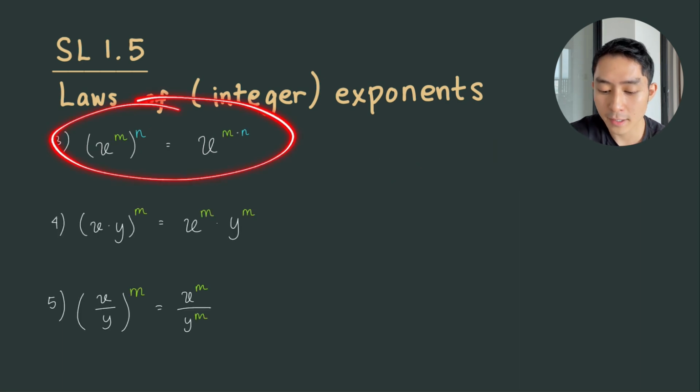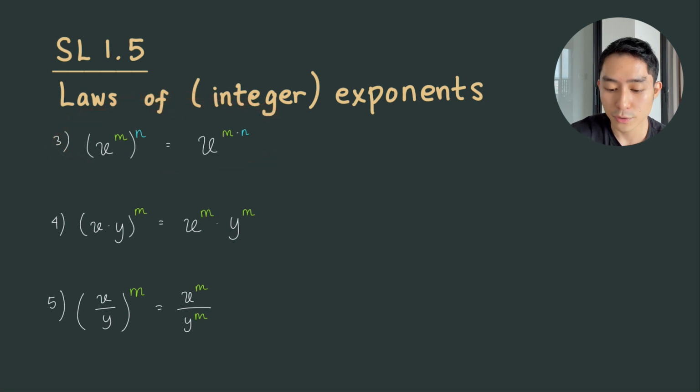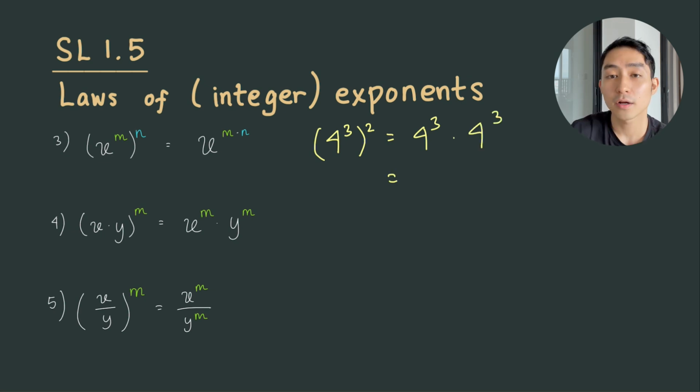Now we are having a power of power rule, so in which the powers will be multiplied. Let's try on 4 power 3 and we power that twice. So it means that the 4 power 3, we have it 2 times. Considering the product rule earlier, we know that the power, we can just add them. So 4 power 3 plus 3, in which it is 6.